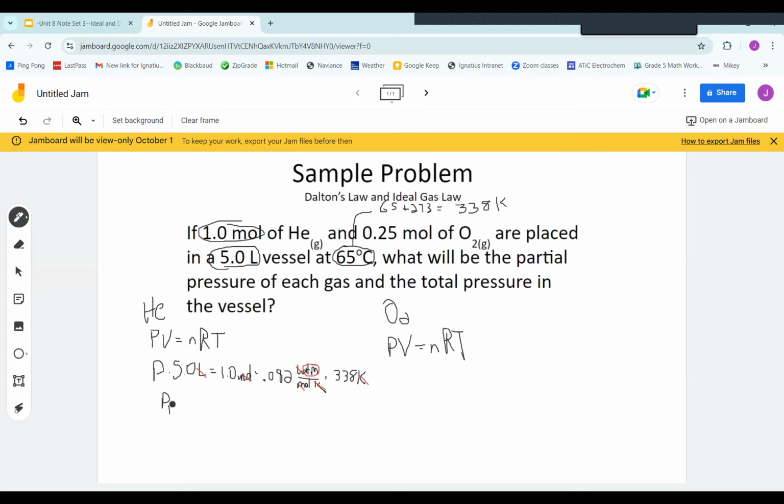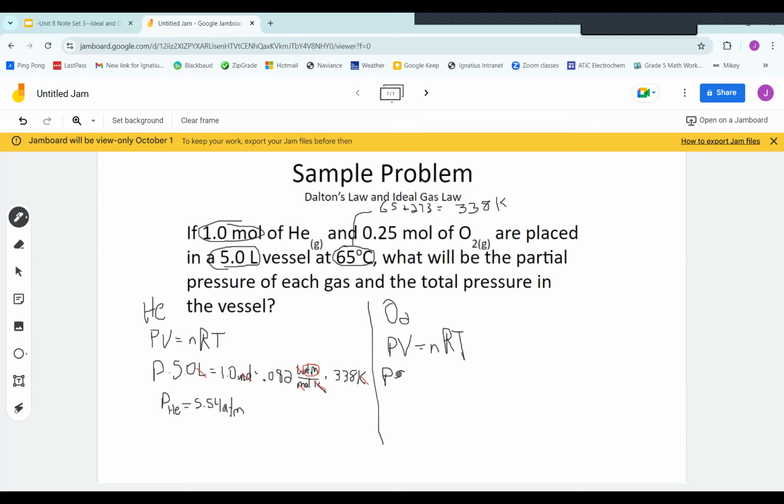The pressure for the helium, and I'll put He below that, helium's chemical symbol, in this case works out to be 5.54 atmospheres. To get that, I took 1 times 0.082 times 338 and divided all of that by 5. Now let's do that again for the oxygen.